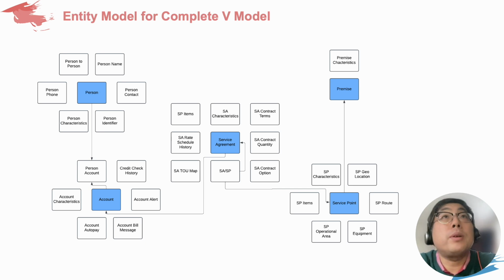So let's say for person: every single white box around this blue box is a child table. That means it's a one-to-many relationship to the parent entity. A person could have many names, many contacts, many phones, many characteristics, and many identities to identify the person.